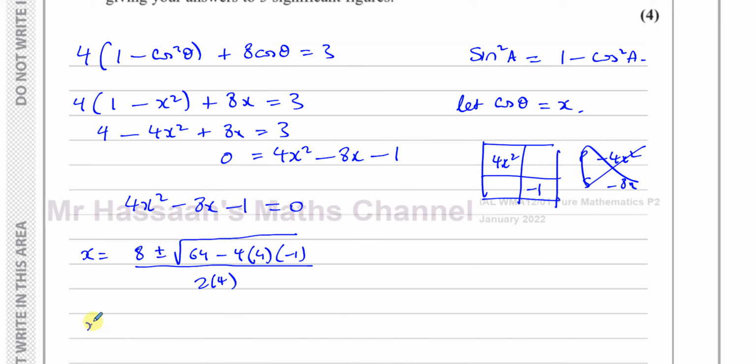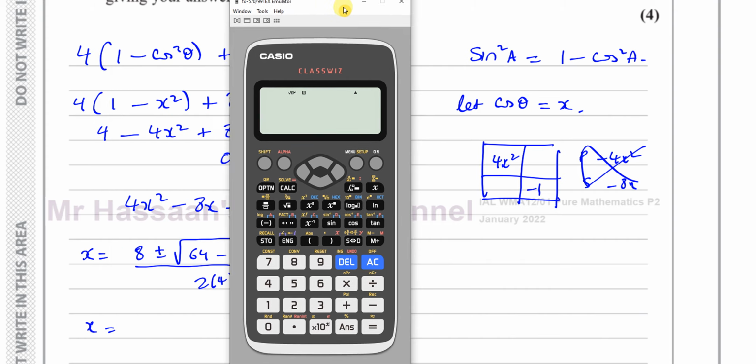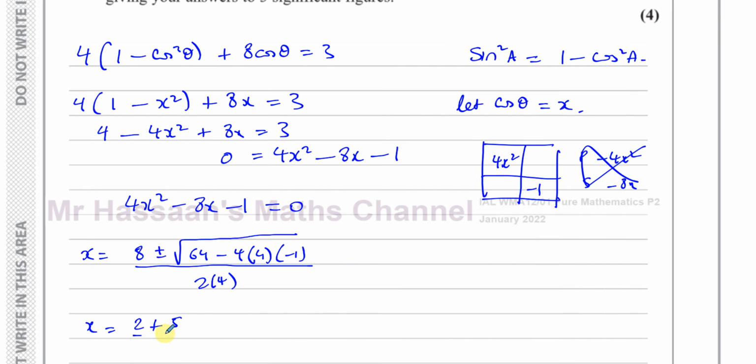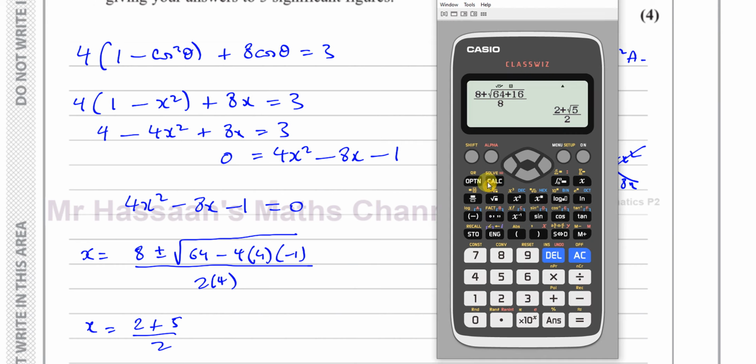So that should give us our solution. So we can just stick that in our calculator and get our two solutions. So we have here 8. We'll start with the plus, the square root of 64 minus, it's going to be plus because you have minus times minus, 16, divided by 2 times 4, which is 8. So that will give you one solution, which is 2 plus root 5 over 2, and of course the other one is going to be, I'm guessing, 2 minus root 5 over 2.